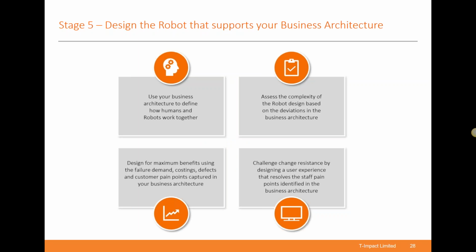Design the robotic solution to support your findings from those first 4 steps. So you've done all the hard work, you've understood how the business works, how the processes work today, but then make sure that you design that robotic solution to deliver the solution and the improvements that it's promised. Use your architecture design to define the human-robot handoff and determine the complexity of the solution required, and then design to deliver the maximum level of benefits to customers and the business, particularly using that business architecture design to challenge and overcome change resistance where it occurs.